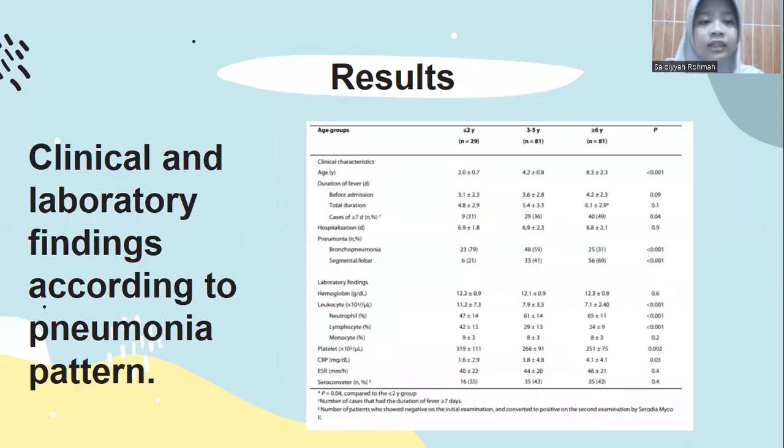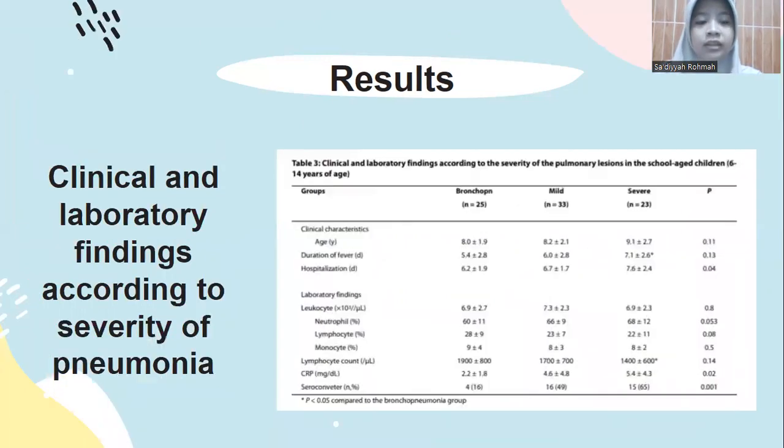Next is clinical and laboratory findings according to pneumonia pattern. The mean age of the bronchopneumonia group was significantly younger than that of the segmental or lobar group. The total duration of fever and the length of hospitalization were longer in the segmental or lobar group than in the bronchopneumonia group.